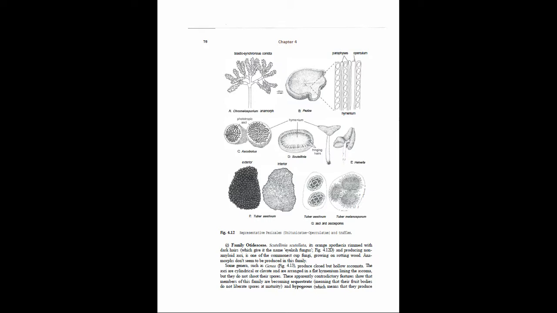Tuber aestivum, Tuber melanosporum. G. Asci and ascospores. Fig 4.12, representative Pilobolus, unitunicate operculate asci, and truffles.